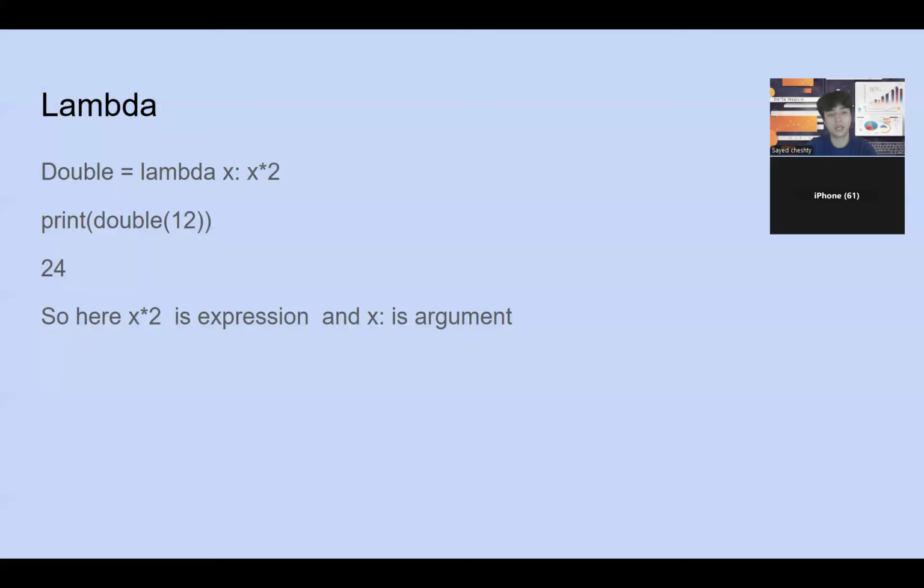This is the basic example of it. Let's put double equals lambda x: x times 2. Now when we do print(double(12)), it will be 24, because 12 times 2 is 24. So here x times 2 is the expression and x is the argument.